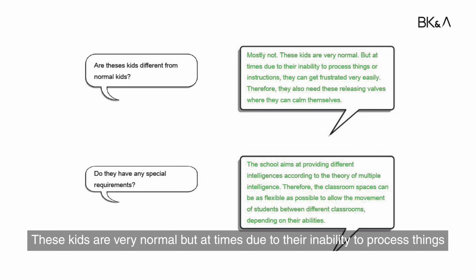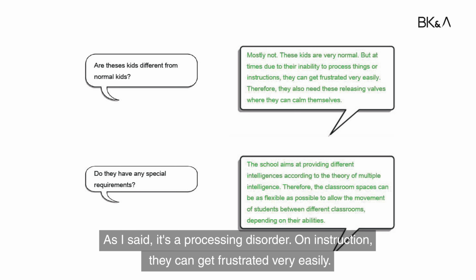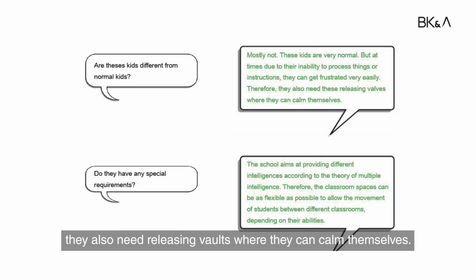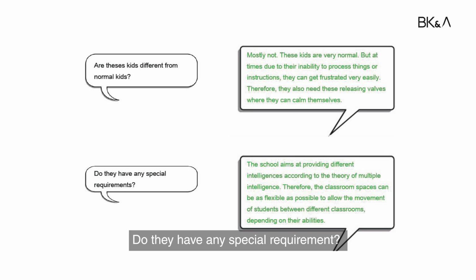These kids are very normal, but at times, due to their inability to process things, as I said, there is a processing disorder or instruction, they can get frustrated very easily. They also need these releasing valves where they can calm themselves. Do they have any special requirement?